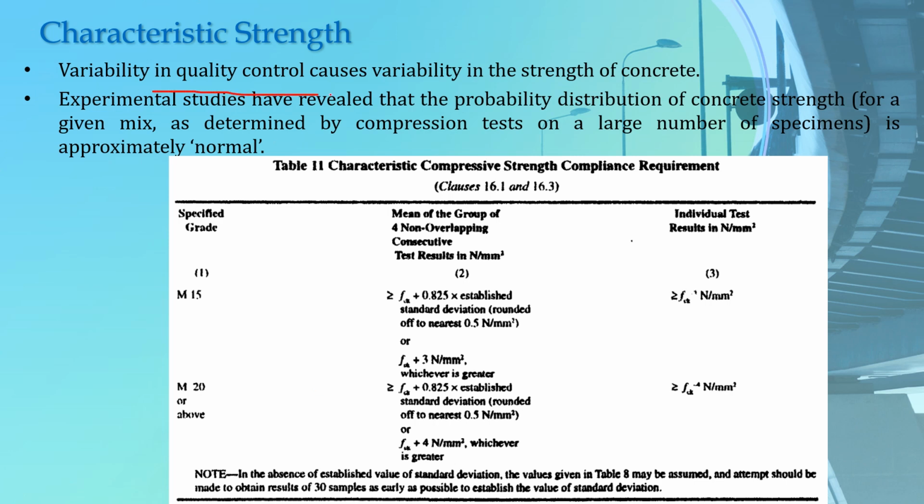So variability in quality control causes variability in the strength of concrete. Experimental studies have revealed that the probability distribution of concrete strength is approximately normal. That means it follows the bell curve or the normal curve, the same curve that we saw previously for our characteristic loads.